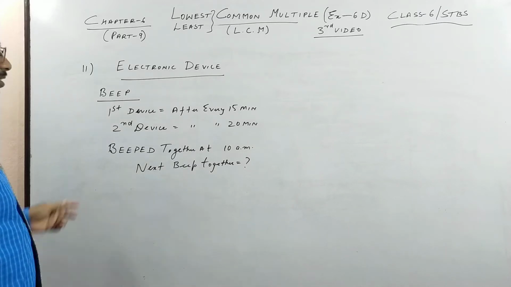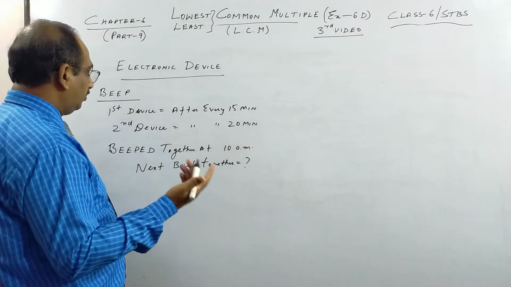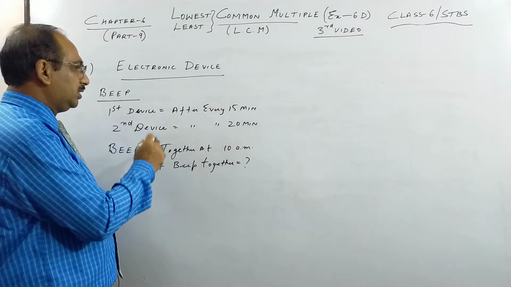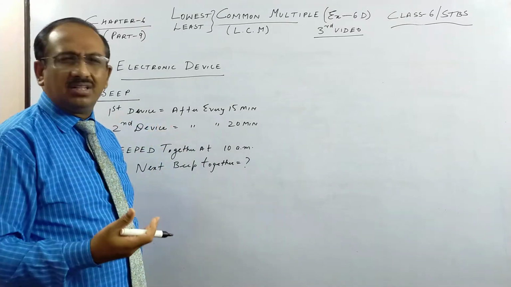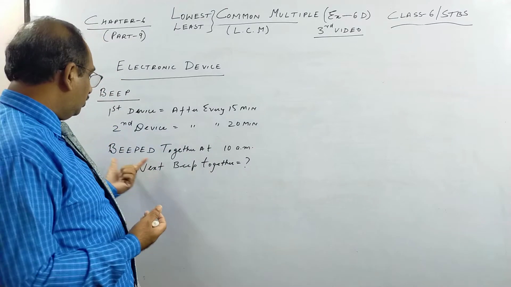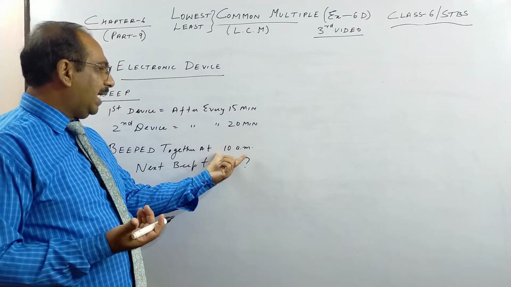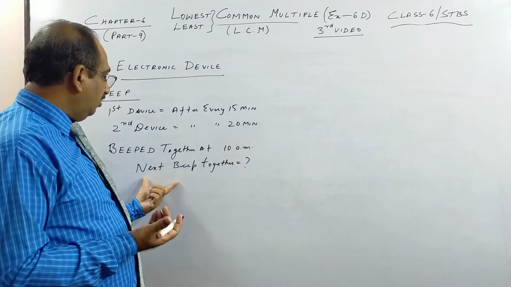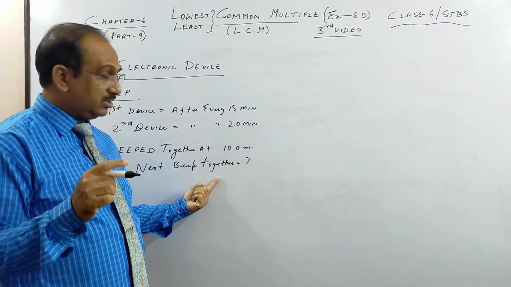So a very interesting question. You have an electronic device. Okay, maybe two devices we have. The first device beeps after every 15 minutes. So it will give you a beep like a message you get on your mobile. Another beeps after 20 minutes. Okay, so they beep together, means they make sound at 10 a.m. When will they beep together again for the first time?